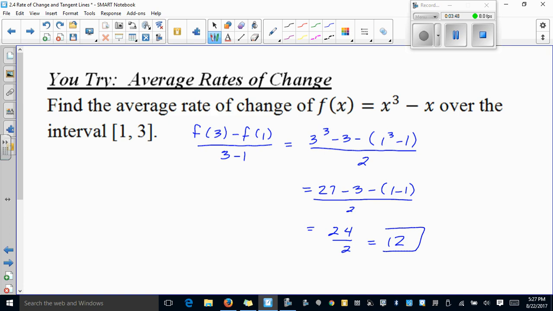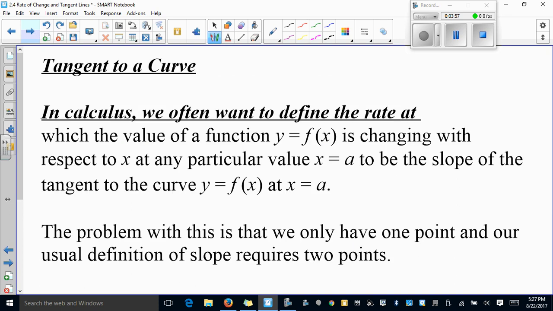Okay, tangent to a curve. In calculus, we often want to define the rate at which the value of a function y equals f of x is changing with respect to x at any particular value, x equals a, as the slope of the tangent to the curve y equals f of x at x equals a. The problem? We only have one point, and our usual definition of slope requires two. So we're going to go back to what we had done, I believe, in section 2.1, where we kind of played with lines.